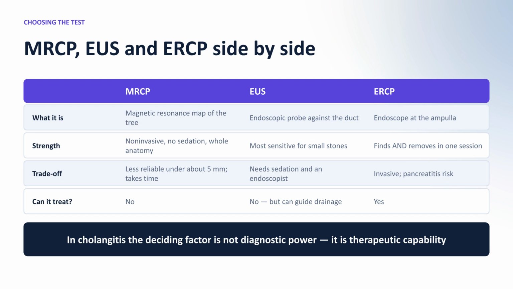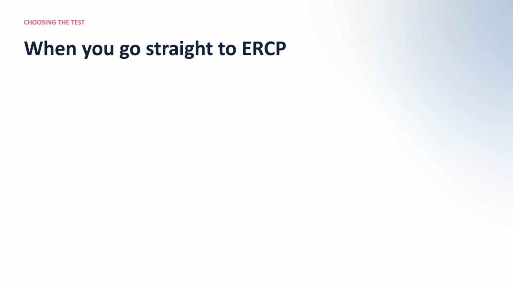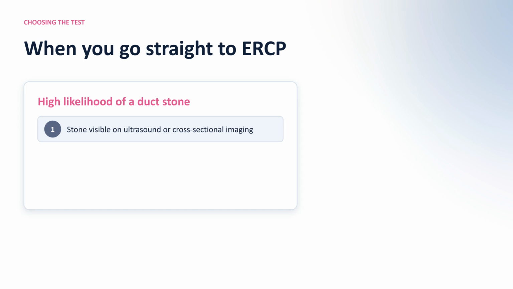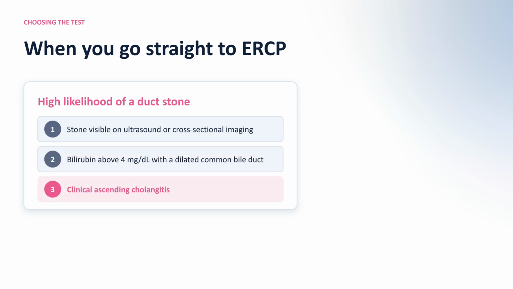It finds the stone and removes it in the same session. So in cholangitis, the deciding factor is not diagnostic power. It is therapeutic capability and how sick the patient is right now. So when do you skip the diagnostic imaging and go straight to ERCP? The Endoscopy Society criteria for a high likelihood of a duct stone are a stone visible on imaging, a bilirubin above 4 with a dilated duct, and clinical cholangitis itself.